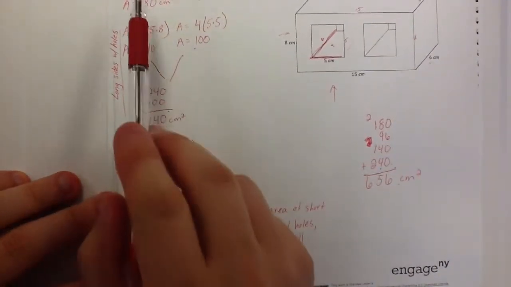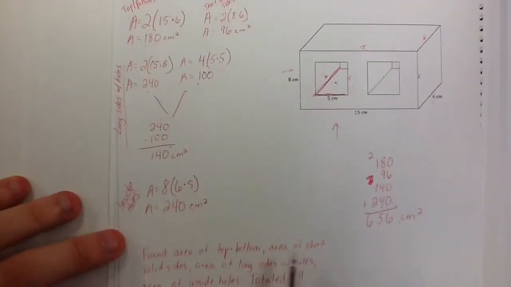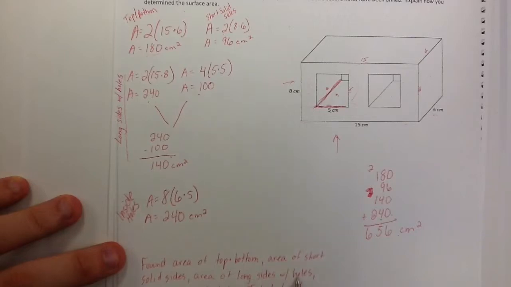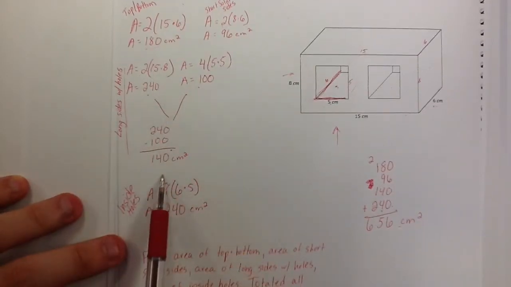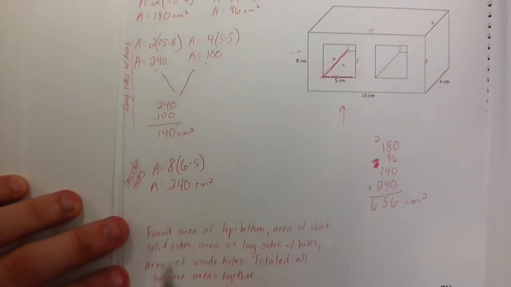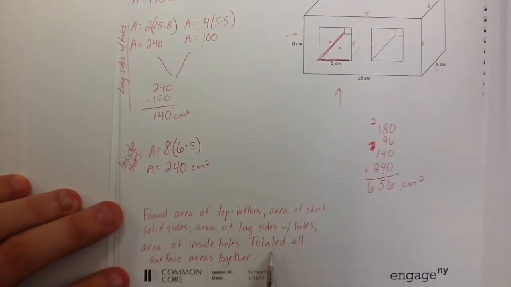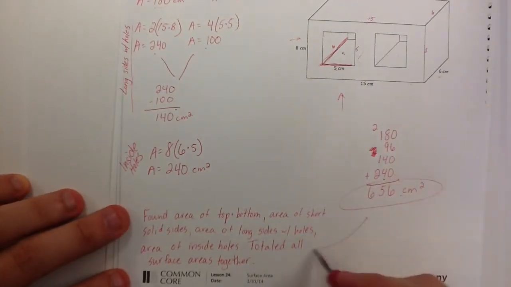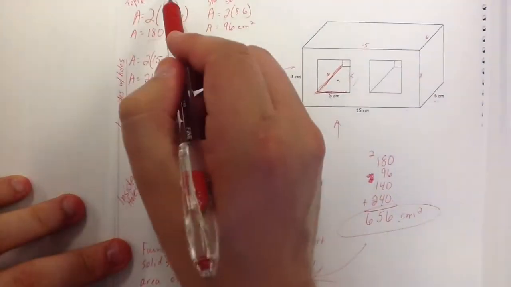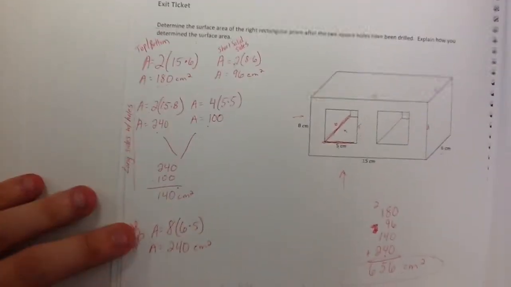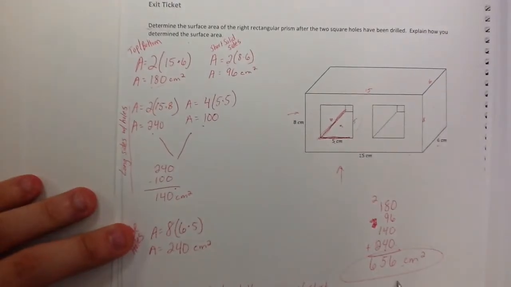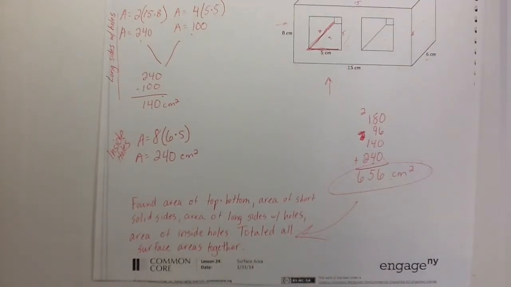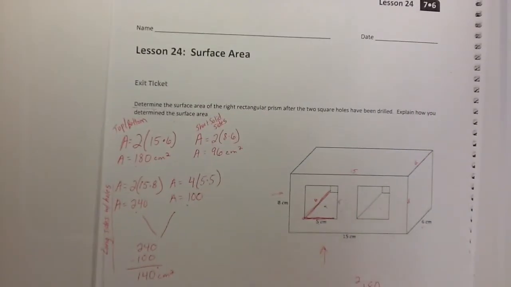So we found the area of top and bottom, did that up here. Found the area of the short solid sides, did that here. Found the area of the long sides with holes, did that here. Found the area of the inside holes, did that here. Then, last step, totaled all surface areas together over here. There's our answer, there's our explanation. The problem says determine, and we got a number for determine. Explain how you did it, we did that with words down at the bottom. This is lesson 24, exit ticket surface area.